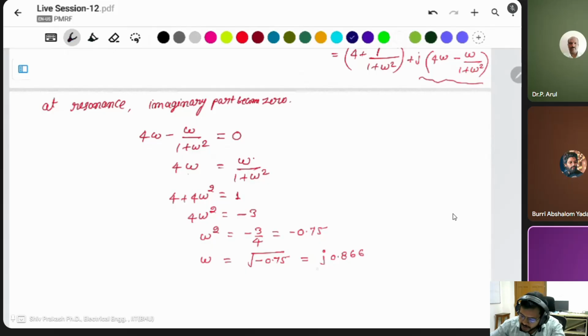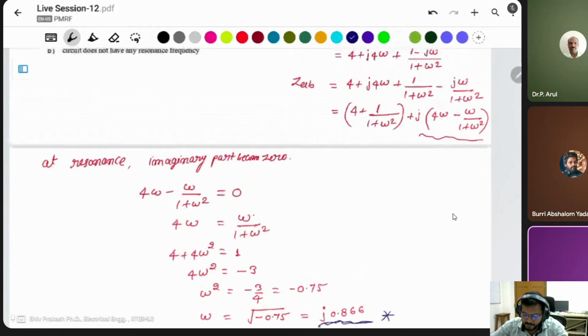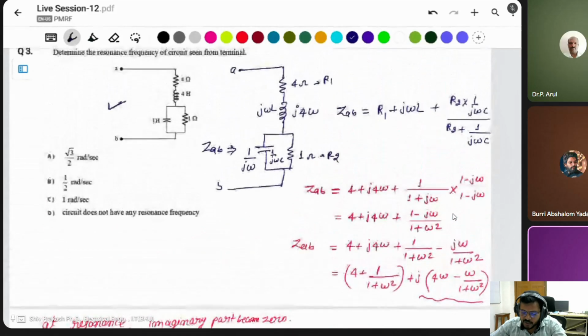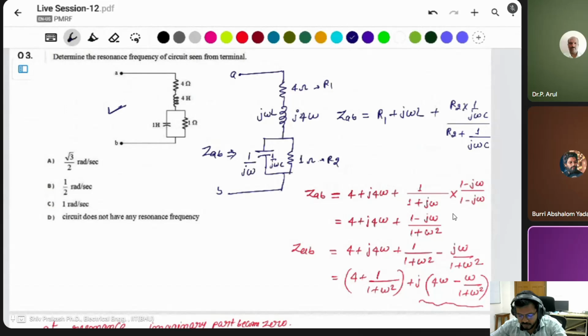Actually, this is not a real part; this is an imaginary part. Frequency and time are never imaginary; they will be a real part. That's why this can't be a resonant frequency. In this case, you can't determine the resonant frequency. It means in the circuit there is no resonance. There is no resonance in this condition.